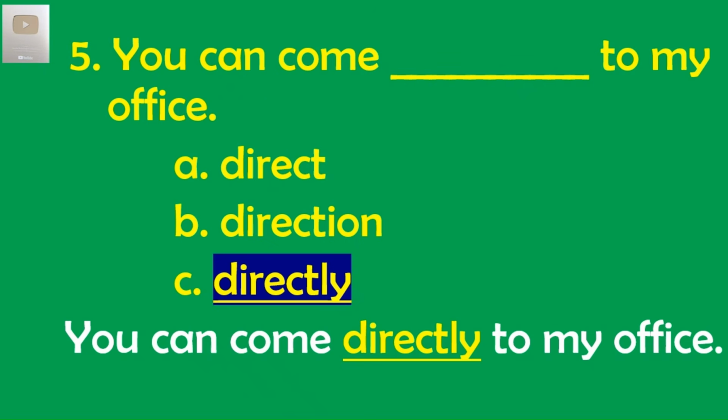Directly is the correct answer, choice C. Here, the verb come requires a description. It requires some clarity, and therefore we require an adverb. We don't require a noun, or a verb or an adjective. We require an adverb. The only adverb in the three choices is directly. So the correct answer is, you can come directly to my office.